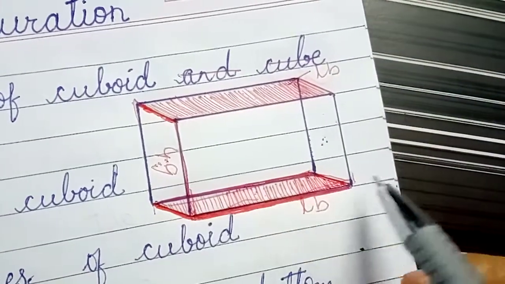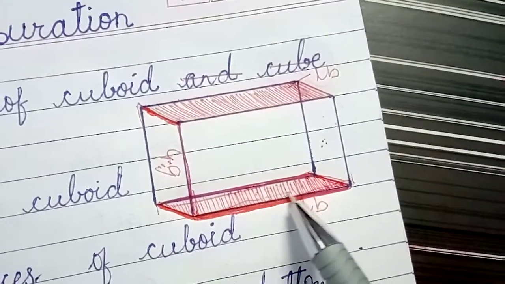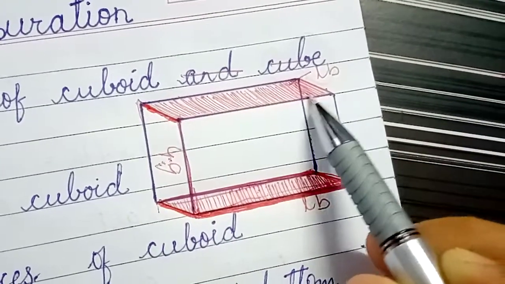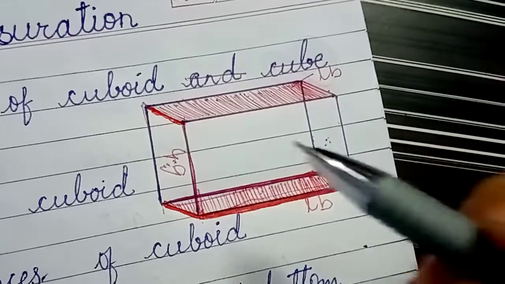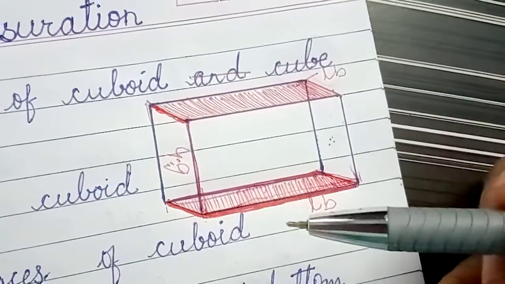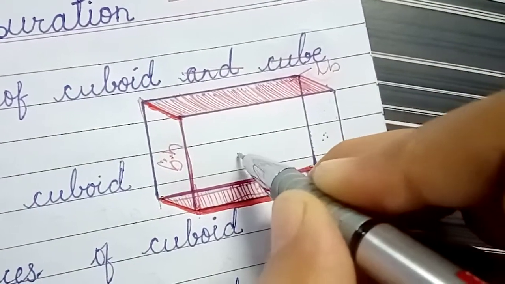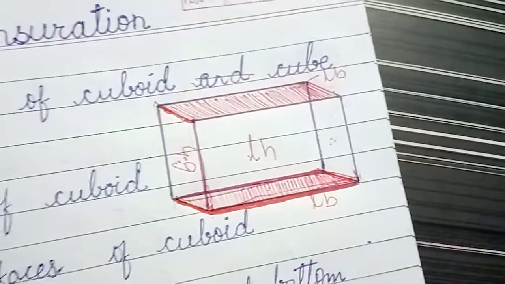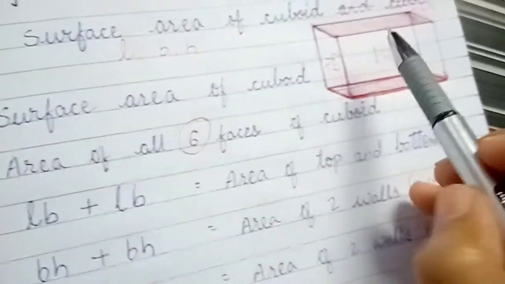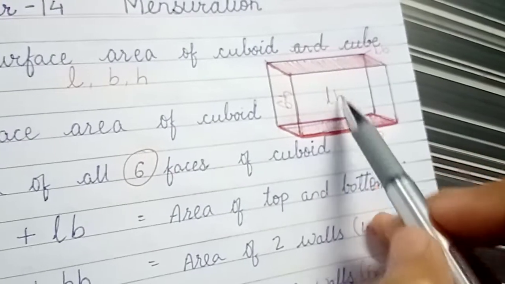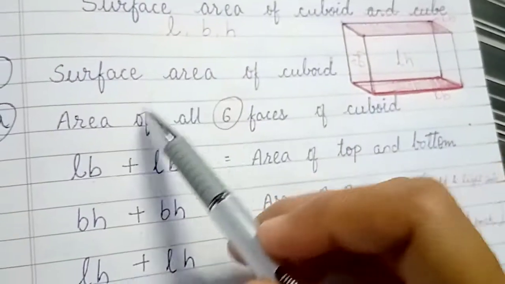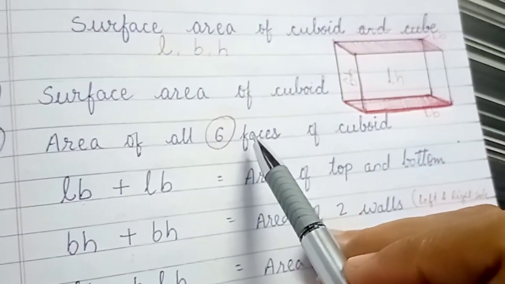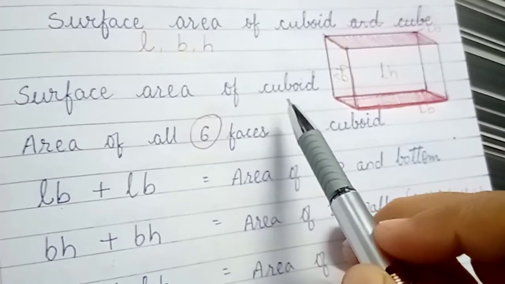Now come to the front face. Front face, this is L and this is H. So area of front face will be LH, and back face is just like front face. So if area of front face is LH, back face is also LH. So total it has 6 faces: top and bottom, left and right, front and back. So area of all the 6 faces taken together is called surface area of the cuboid.